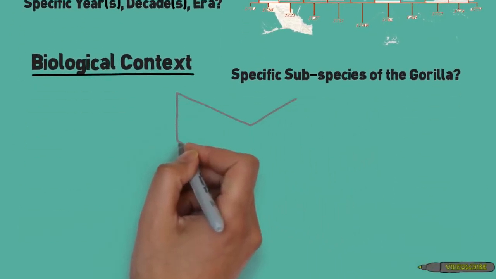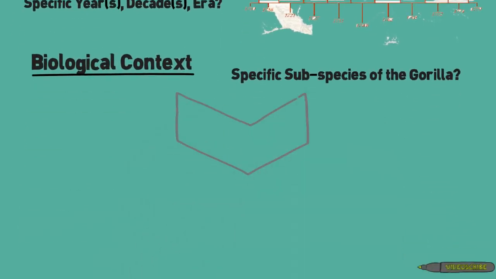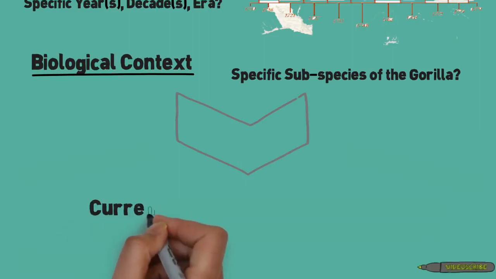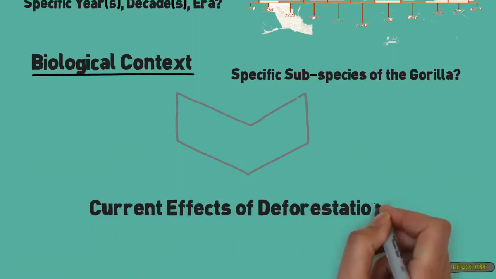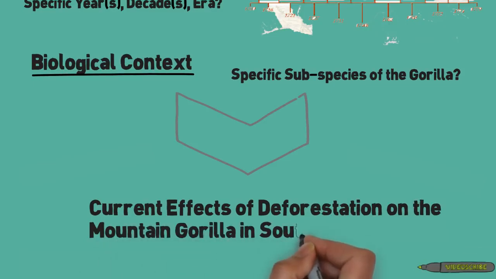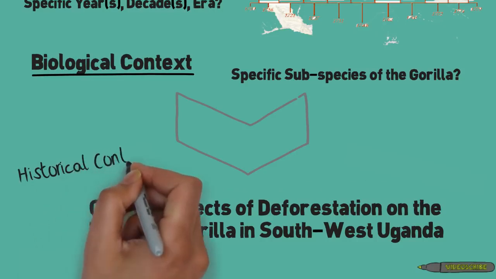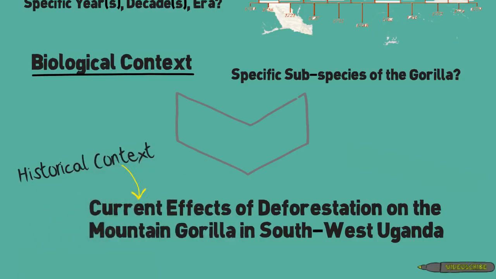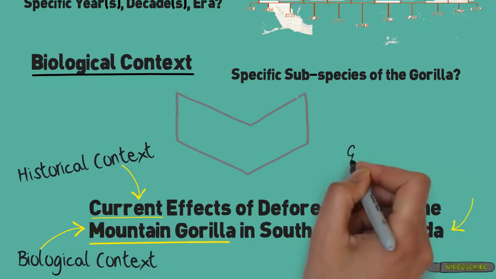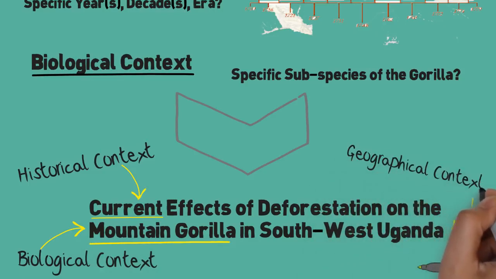So when we combine all three contexts and incorporate them into the original topic, this is what we get. Something like current effects of deforestation on the mountain gorilla in southwest Uganda. We thereby incorporate the historical context, the biological context, and the geographical context. Adding context truly is a great way of narrowing your topic.